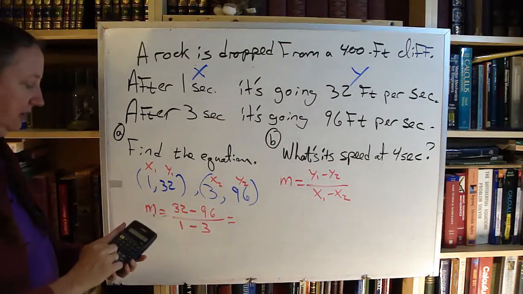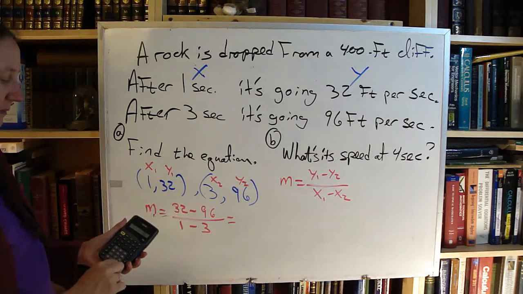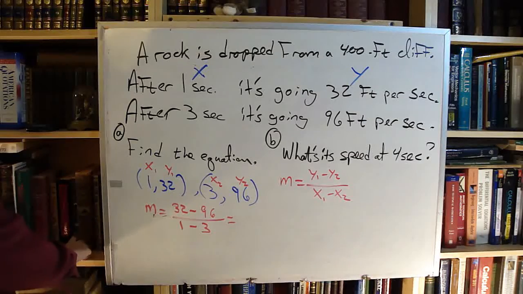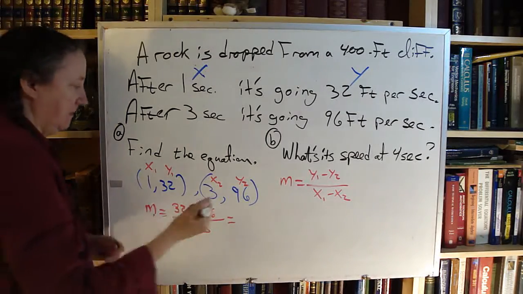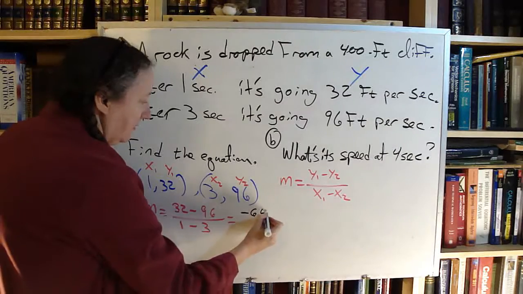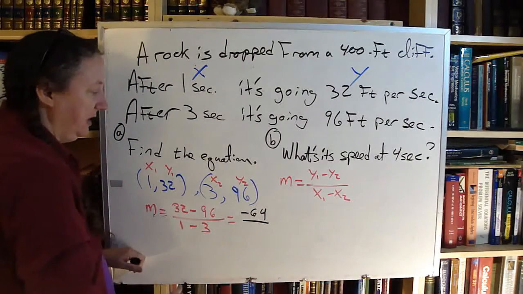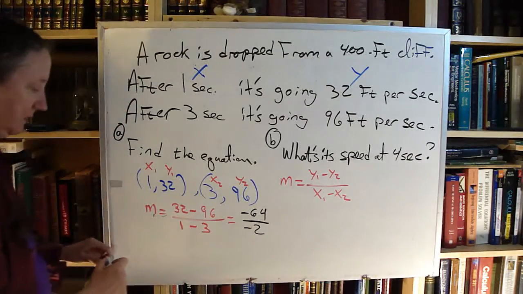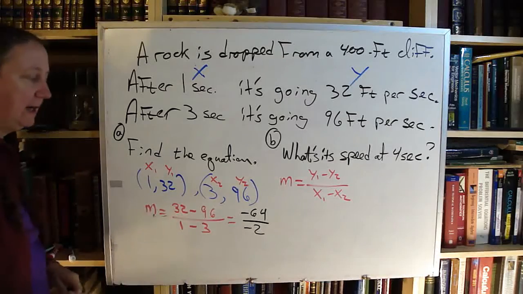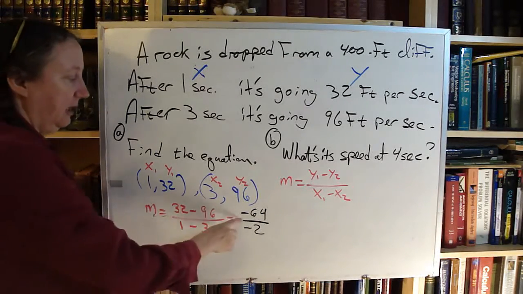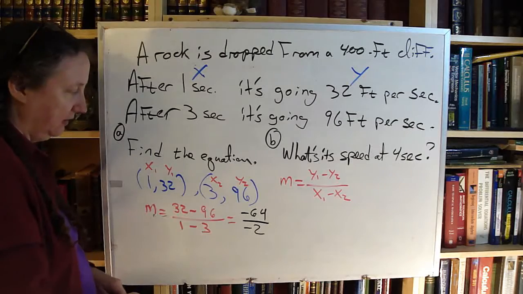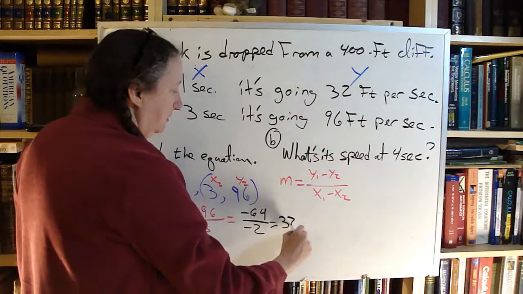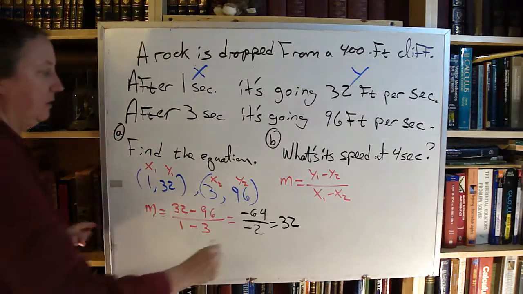32 minus 96 is negative 64. One minus 3 is negative 2. Negative 64 divided by negative 2. Negative divided by negative is positive. 64 divided by 2, 32. So now I know my slope.